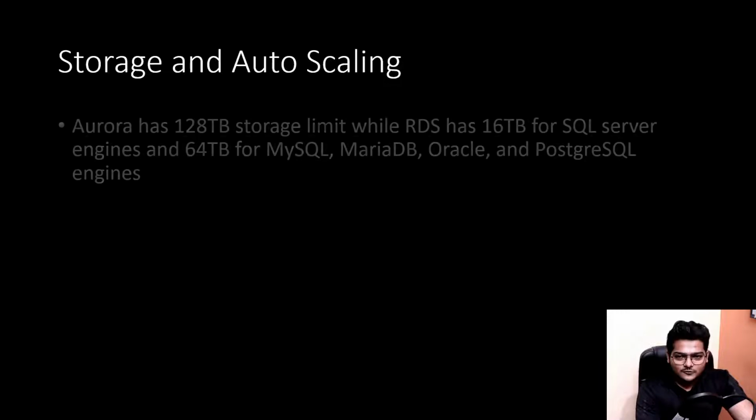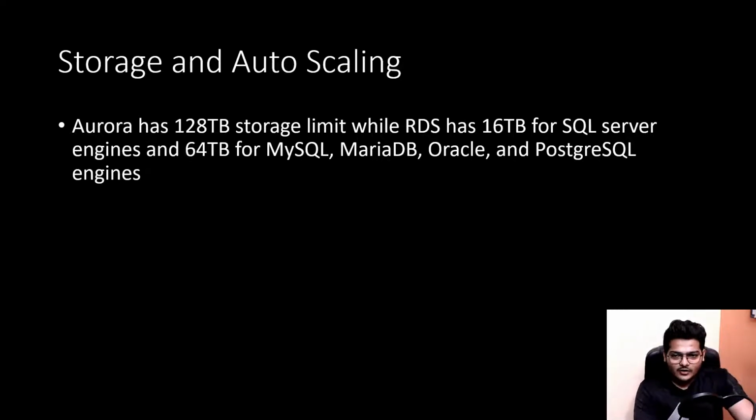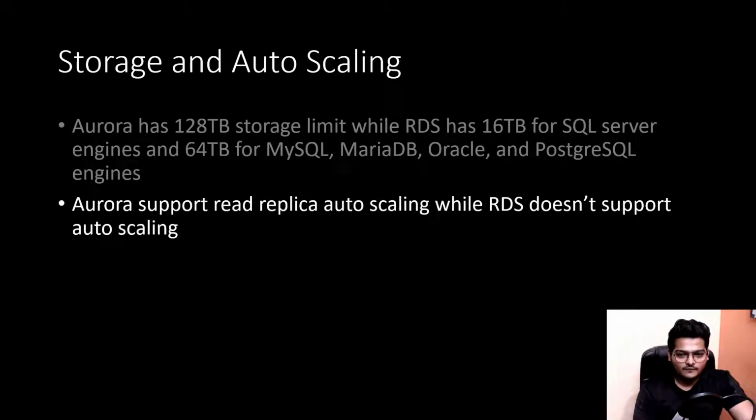When it comes to storage and auto scaling, Aurora gives you a 128 terabyte storage limit, while RDS only has 16 terabytes for SQL Server and 64 terabytes for MySQL, MariaDB, Oracle, and PostgreSQL. So this will definitely depend upon which type of database engine you are using or willing to use. Aurora supports read replica auto scaling, while RDS doesn't support auto scaling.